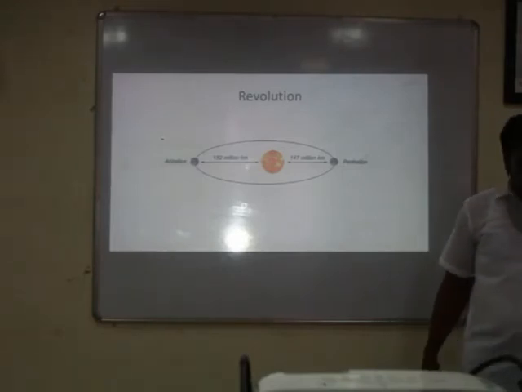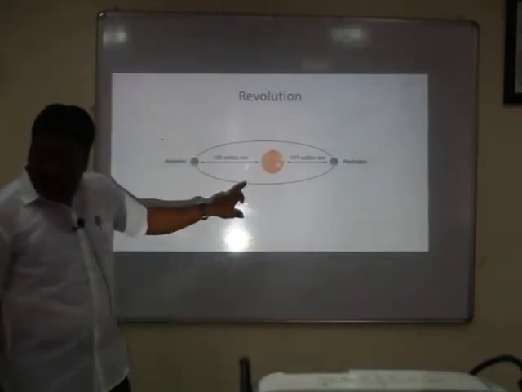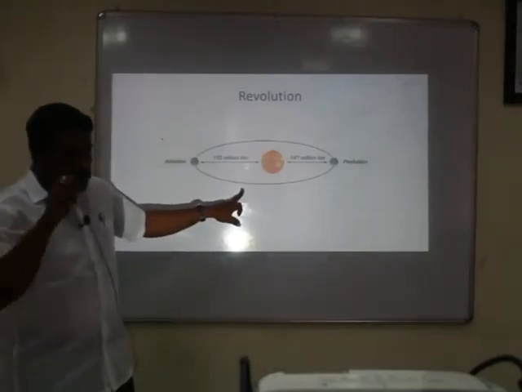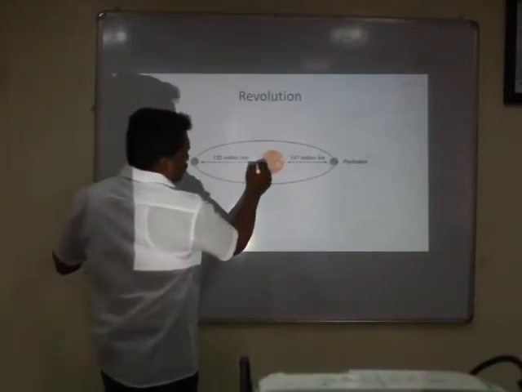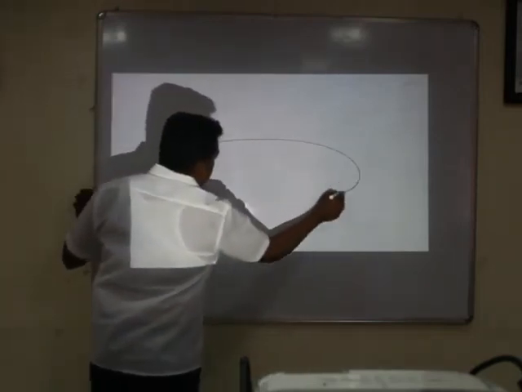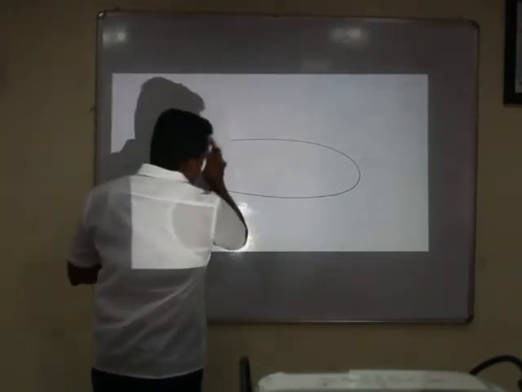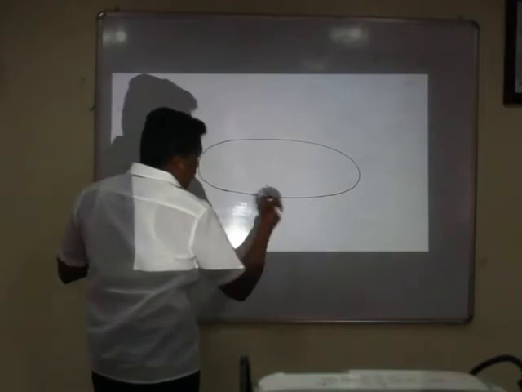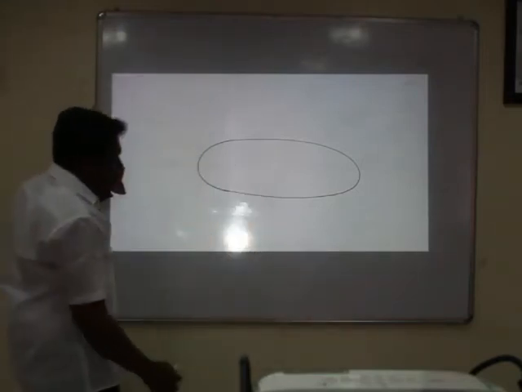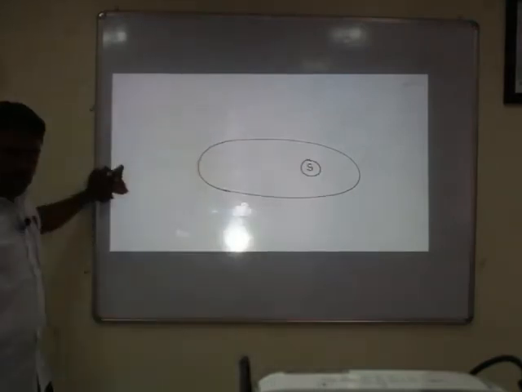So 2 things I am doing. Number 1, the orbital path is elliptical in nature. Number 2, sun is not here at the center. Say for example, I'll go for an over-exaggerated line. Assume that this is more like an elliptical orbit. As I said, it is an over-exaggerated line. And sun is not at the center. Sun is placed at some corner of this ellipse.